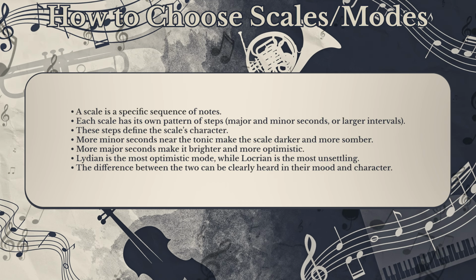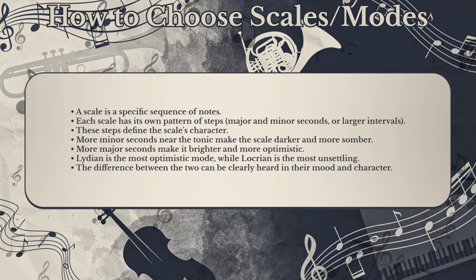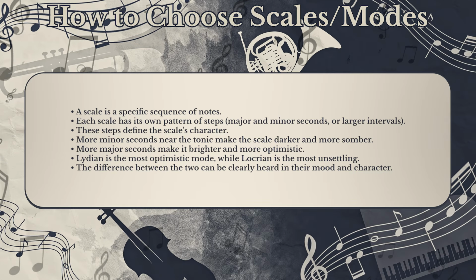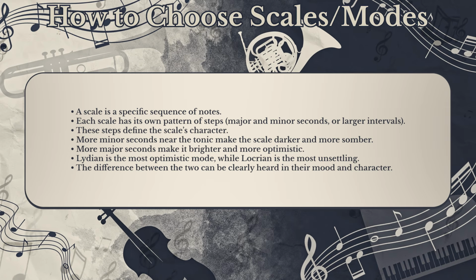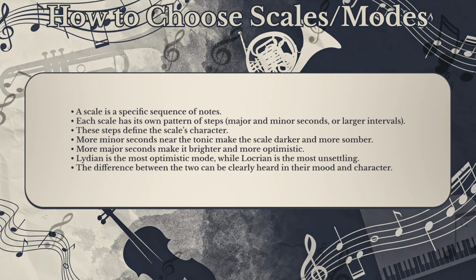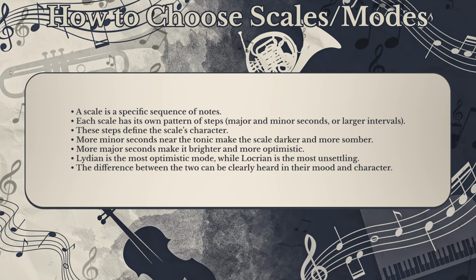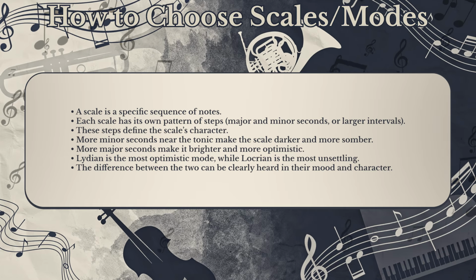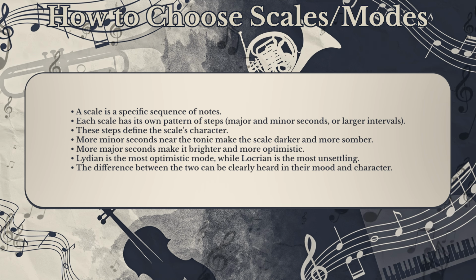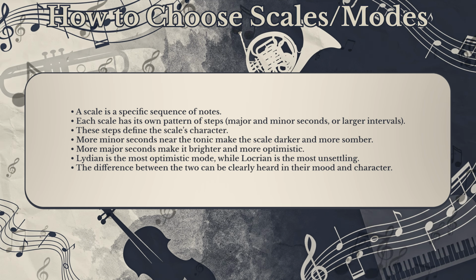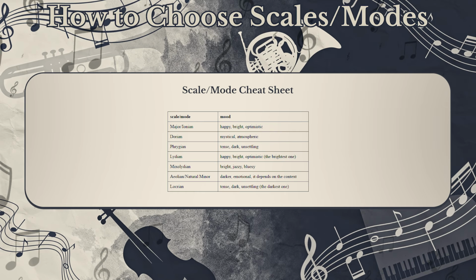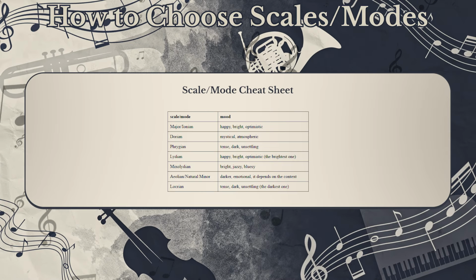First of all, let's talk about scales and modes. A scale is a set of notes in a specific order. Every scale has its own unique step pattern, including major and minor seconds or even larger intervals. These steps determine the characteristics of the scale. If there are more minor seconds close to the tonic, the scale sounds darker and somber. With more major seconds, it becomes brighter and optimistic. For example, Lydian is the most optimistic mode, while Locrian is the most unsettling. I created a cheat sheet for how to choose a scale or mode for your piece of music.